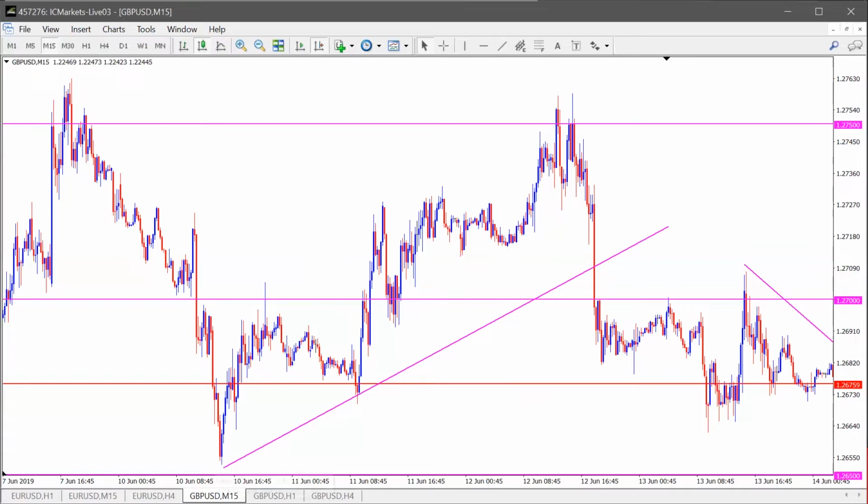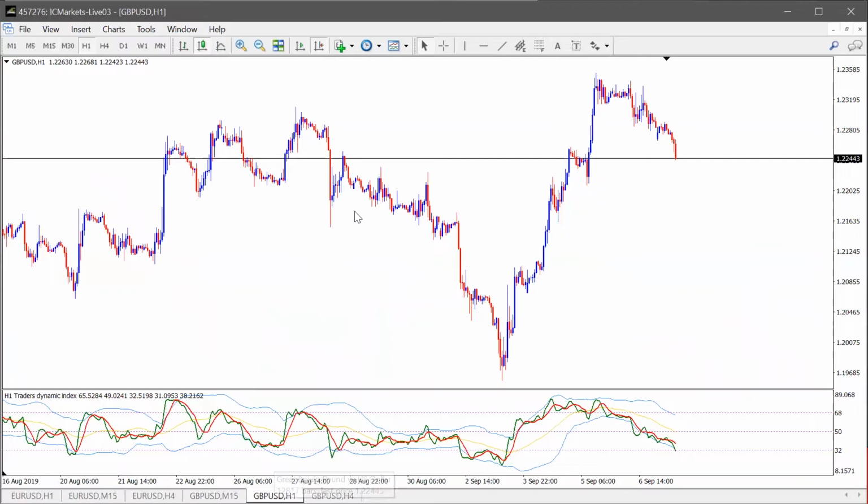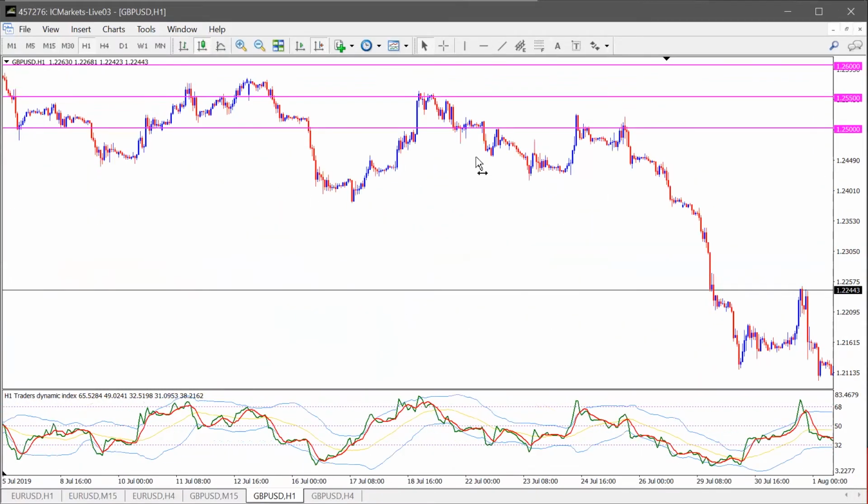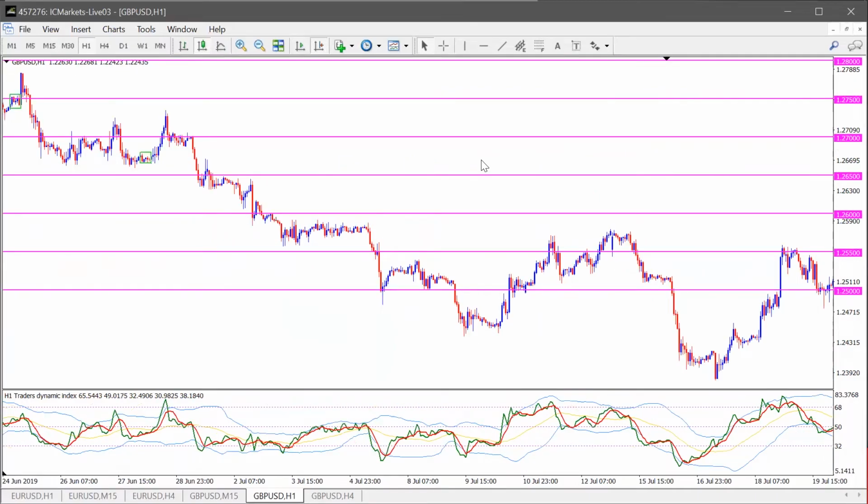Now let's take it to 1 hour. Sometimes what I do is I draw it from the 1 hour, then I come to 15 minutes to pick my entry. The reason is, in 15 minutes, 4 candles make up 1 hour. Let me just show you what I mean by that.